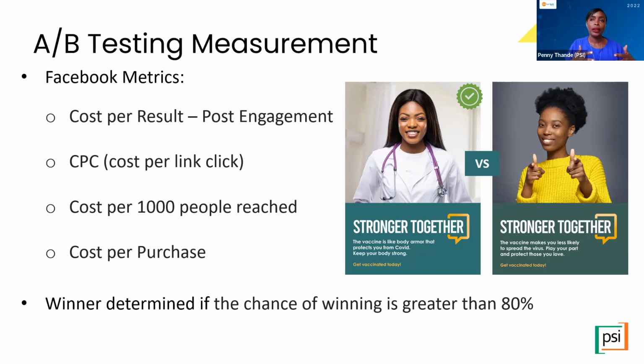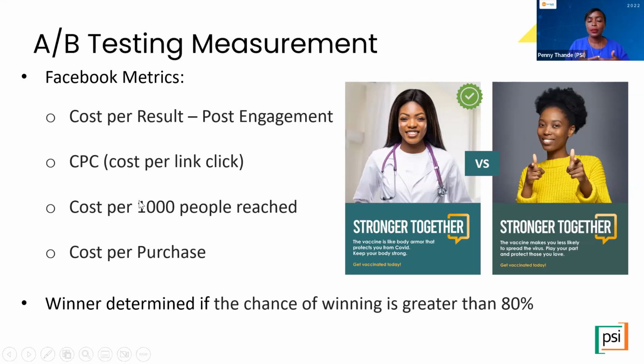Facebook will declare within those 4 days that Steve has talked about. If your goal was engagement, then within that time it will determine the winner. If the chance of winning is greater than 80%, then it determines the winner. And in this first metric, it will be on cost per result in terms of post engagement or any other engagement. It could have been page engagement. It's all up to you and what you want to measure.